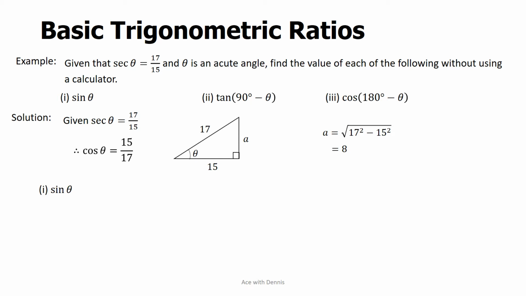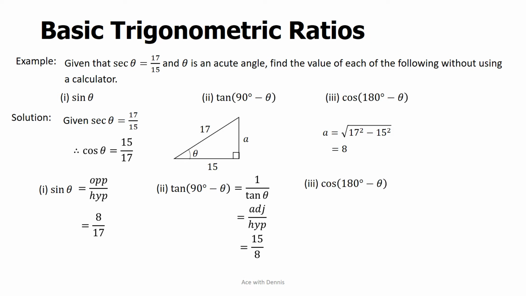Now we can find sine theta. We know sine theta is SOH, opposite over hypotenuse. So in this case, it will be 8 over 17. Next, tangent 90 degrees minus theta, which is 1 over tangent theta, which is adjacent over opposite, so the value will be 15 over 8. 3. Cosine 180 degrees minus theta, which equals negative cosine theta. And cosine theta is adjacent over hypotenuse, so negative cosine theta will be negative 15 over 17.